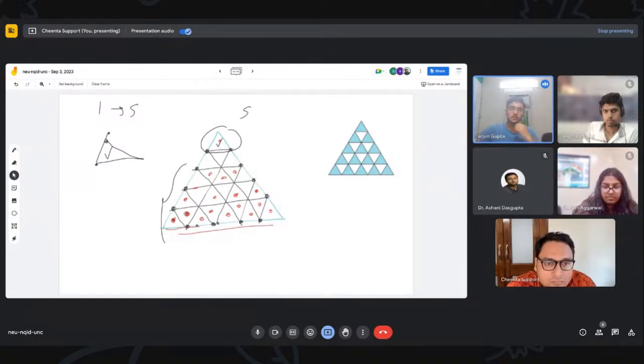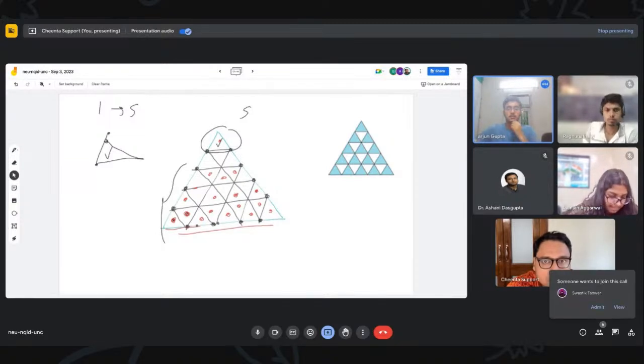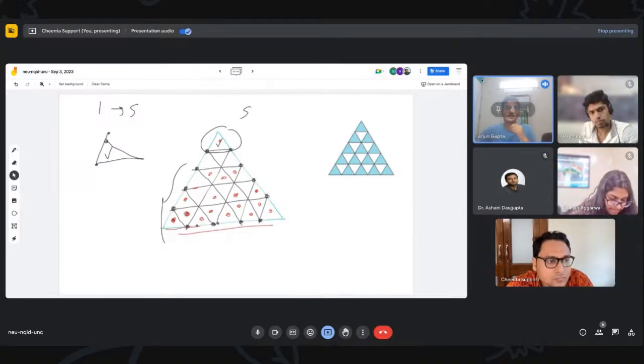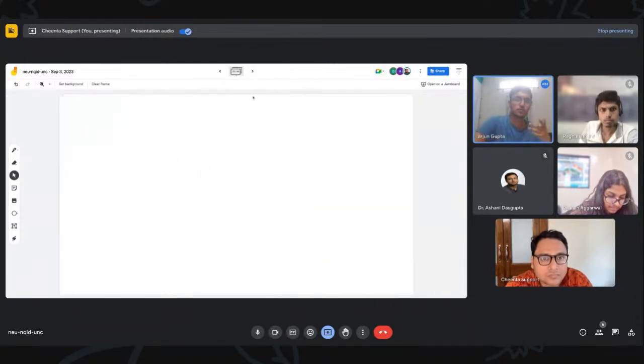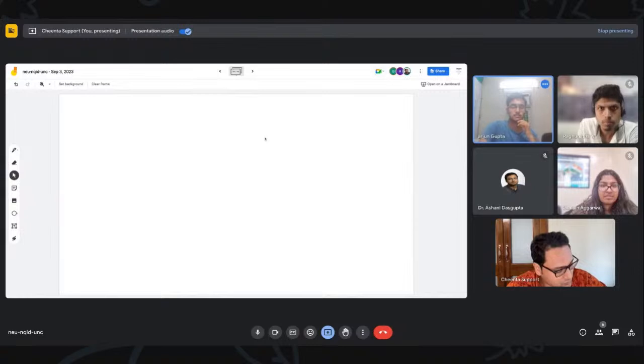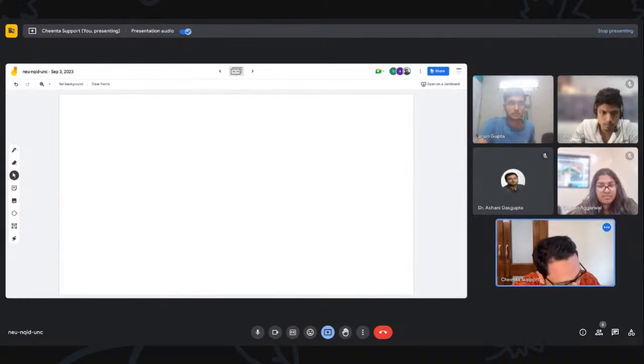Similarly, we can do this for a 6 cross 6 triangle. If possible, I'm moving to the next slide. Can someone please draw a 6 cross 6 triangle or just copy paste it from Google? I'll draw it, no problem. I'm having trouble copy pasting stuff, so I'll just draw it.